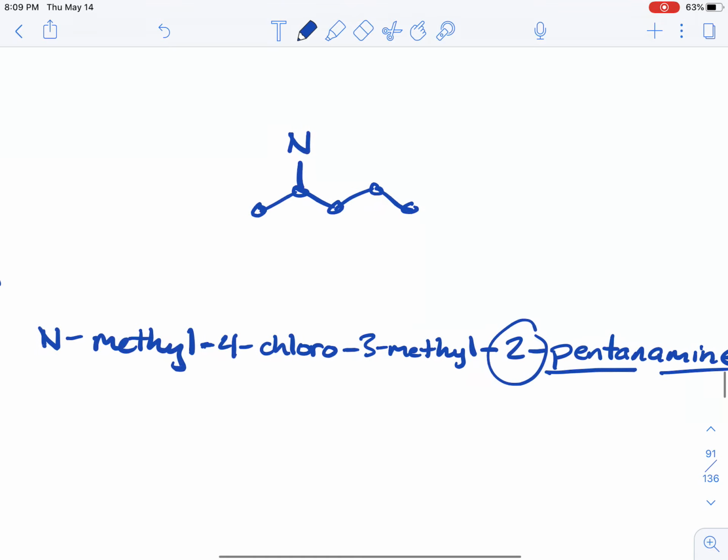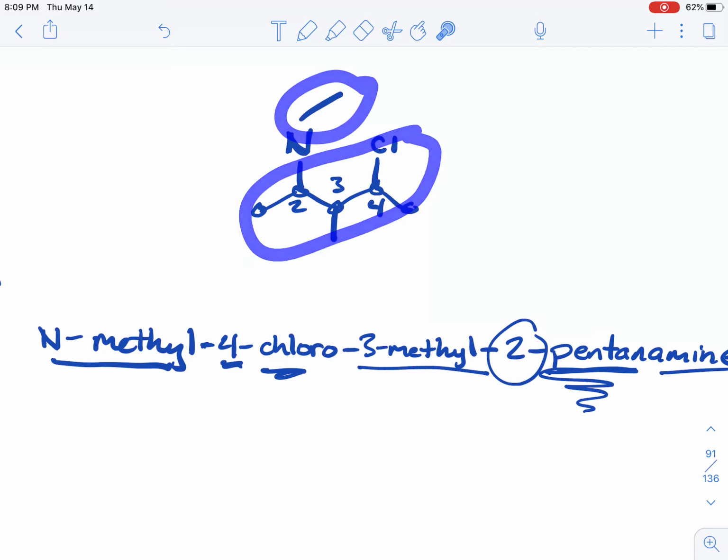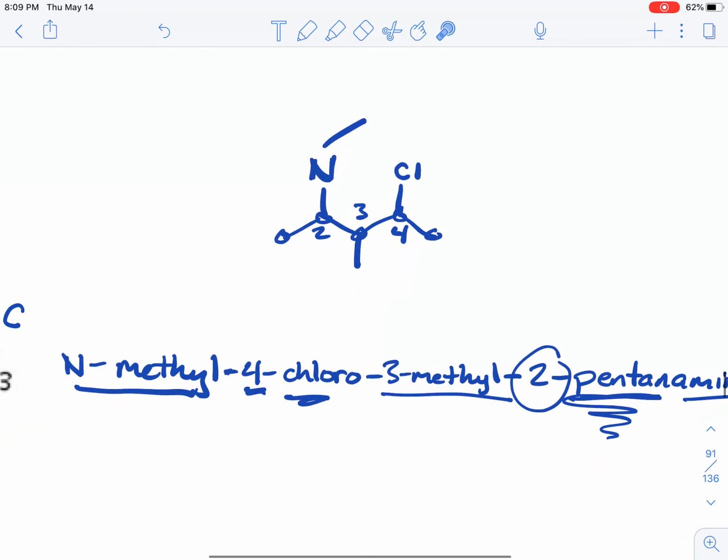And so it looks like on the parent chain, the pentan, I have a methyl group on the third carbon. So since it's carbon number 3, it's carbon number 2, I have a methyl. And on carbon number 4, I have a chloro. So this is carbon 4. And then I have this N-methyl. So this tells me that I have a methyl group that is covalently bonded to my nitrogen. And so since I have 1, 2 R groups, I know that this is a secondary amine.